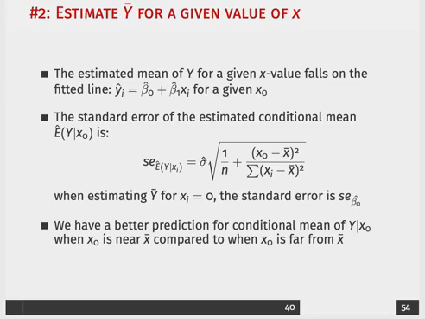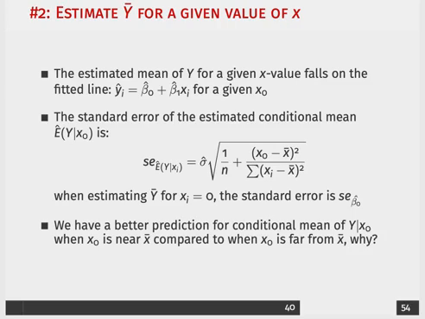Now, one stylized fact from that is that we're also going to have better prediction for the conditional mean of y given x naught when that predicted value we're interested in is near the mean of x compared to when it's farther away. I want you to think about that for a second and pause if you need to.